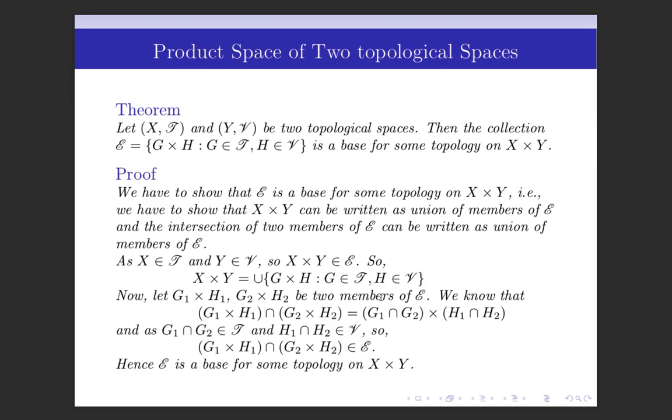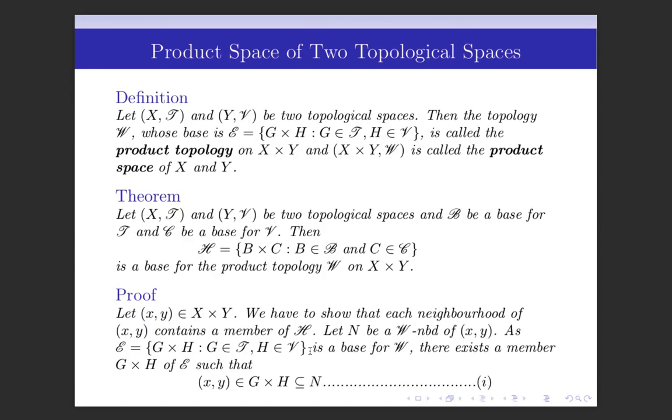So this is a member of T and this is a member of V, so their cross product is a member of E. That means (G1 cross H1) intersection (G2 cross H2) is a member of E. So the second condition is also fulfilled, because the intersection of two members of E is a member of E. Hence E is a base for some topology on X cross Y.